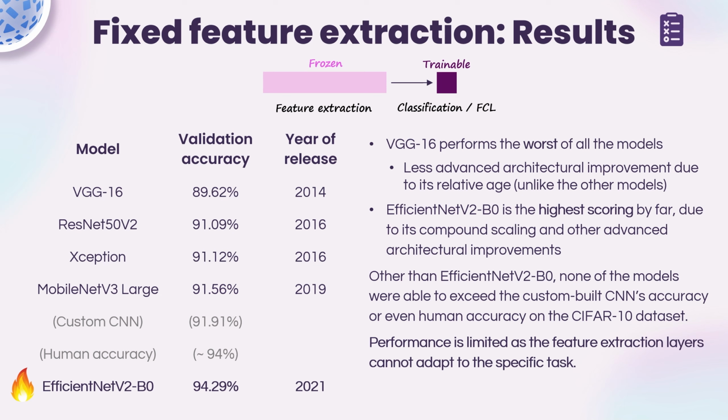In this case, you see VGG performs the worst of all the models, and it's also the oldest, and EfficientNet V2 B0, which is our newest model, performs the best. However, if we look at it in contrast to our baseline, you'll see that the validation accuracy is actually quite a lot lower than our baseline, and as such, it's not really performing ideally. This is because we are unable to actually adapt the feature extraction to our specific problem. So as such, we want to do something about that.